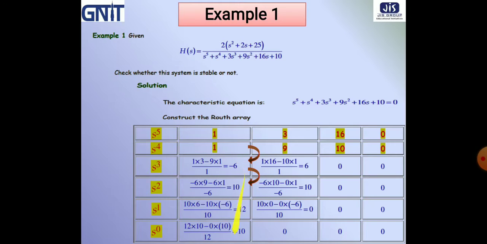All the values are positive except minus 6. So there is one sign change. If there is any sign change, then the system is unstable. That's why the system is unstable in nature. Now, as we know, if the system is unstable, that means there are some poles present in the right half of S plane.